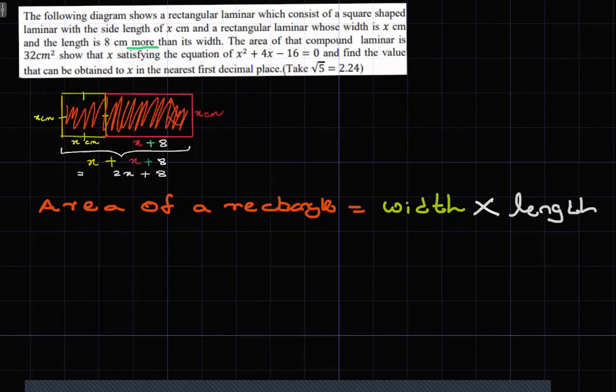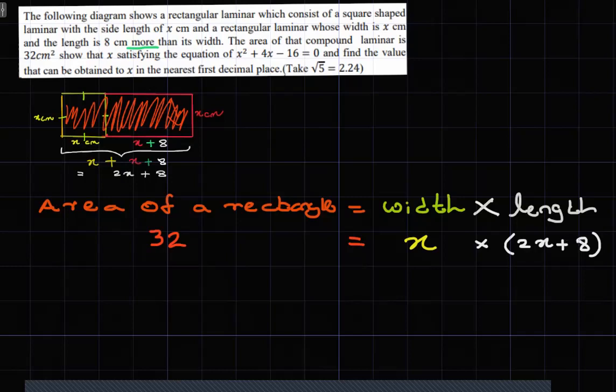Let's plug in the values now. Area of the compound shape, have they given us? Yes, it says 32. So we write 32 is equal to, what's the width? We don't know a numerical value, but in terms of a letter, it is x. Times, what's the length of the compound lamina? We found out a while ago, that's 2x plus 8. So x times 2x plus 8. We have got an equation: 32 equals x times 2x plus 8.